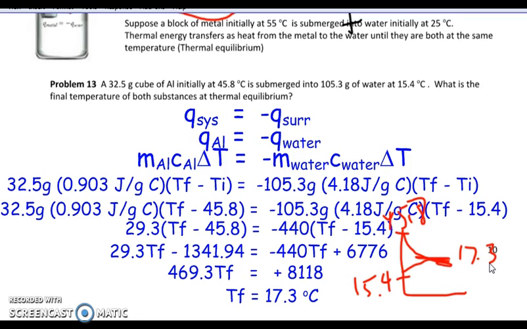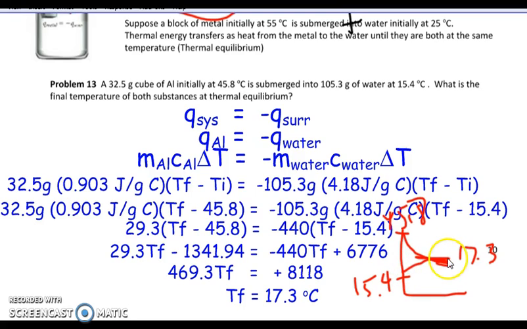Why did the water only go up such a little amount? Two reasons. The mass is a lot bigger, about 3 times more mass than the aluminum had. But what's more important, the specific heat of water is about 4 times bigger than the specific heat of aluminum. Do you remember what we said? We said that the specific heat is a measure of how much energy it takes to raise 1 gram by 1 degree Celsius. So if I have a lot more mass and a larger specific heat, it's going to take a whole lot of energy to raise it by 1 degree.